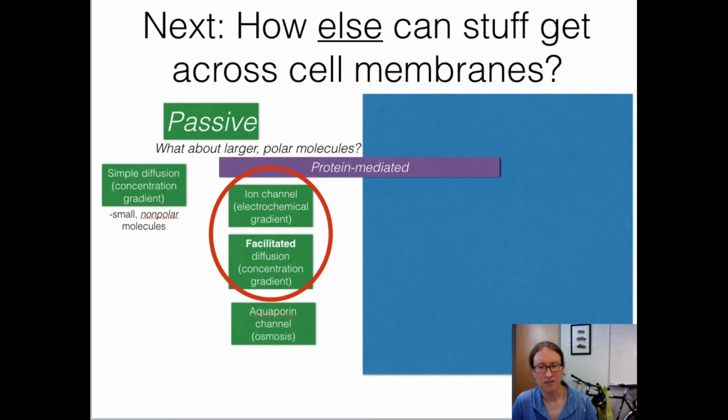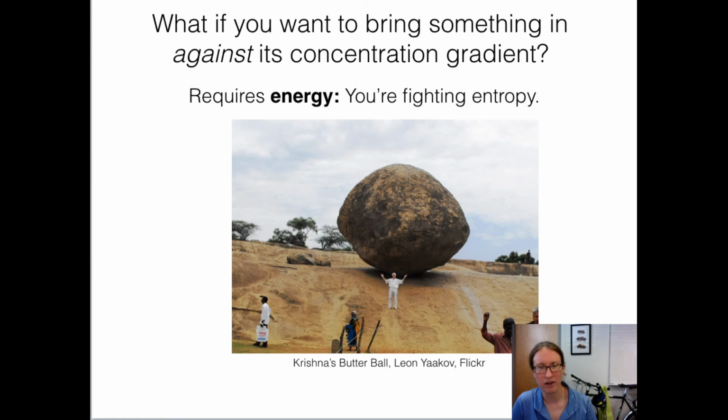Okay, so that takes us through passive transport, so moving things from higher concentration to lower concentration, allowing things to diffuse down the concentration gradient. But now, what if you want to bring something in against its concentration gradient? In that case, some energy is going to be required because this involves fighting against the laws of physics. It's kind of like rolling a rock up a hill. So the forms of transport that involve moving substances against their concentration gradient are referred to as active transport.